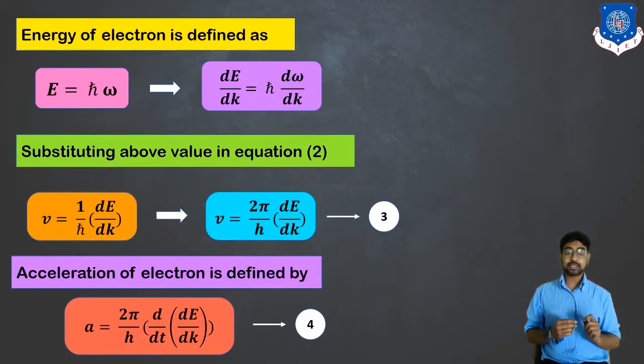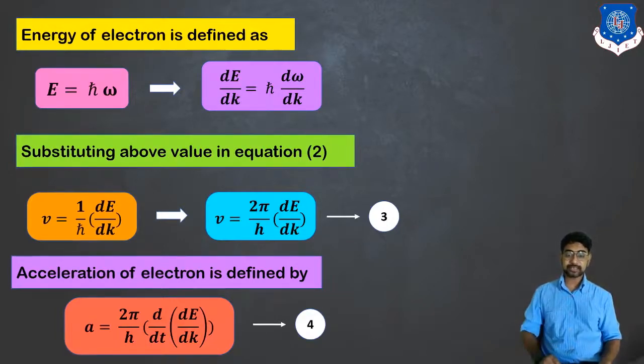But now we will go in the terms of acceleration. See, in the first equation that we were having, the force exerted was eE equals to ma. In that we need to find the acceleration first. So acceleration of the electron is defined by a equals to 2π/h d/dt of (dE/dk). How are we achieving this? We are doing nothing but just replacing the value of v that we have derived in the terms of acceleration.